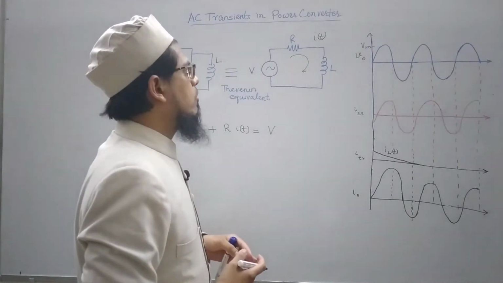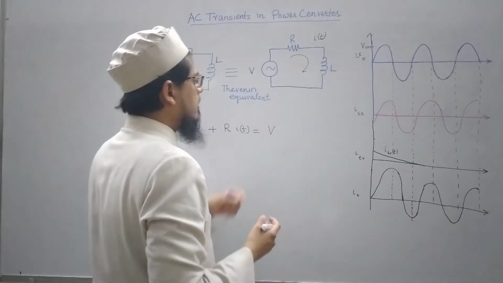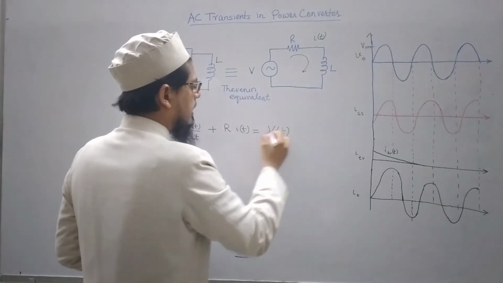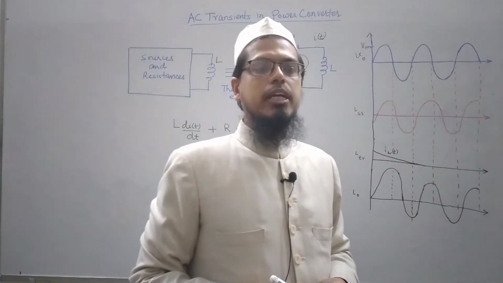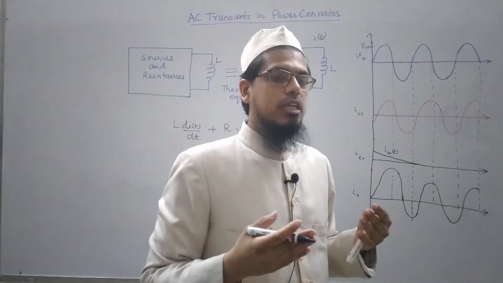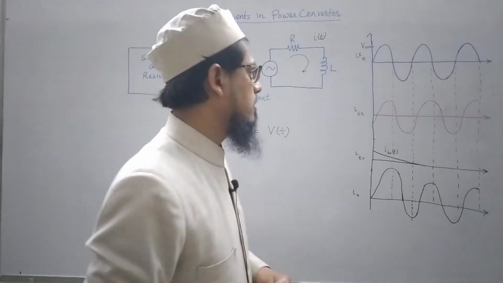Okay, for our analysis we will assume that V is some function of time t, and later on we will consider this V(t) to be equal to Vm sin omega t, which is normally the source voltage that is available to the power converter.